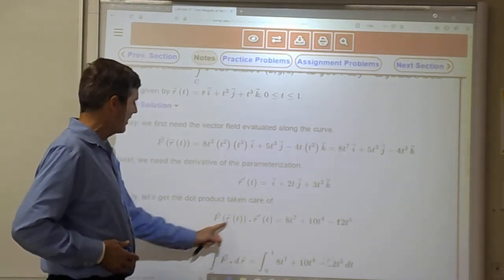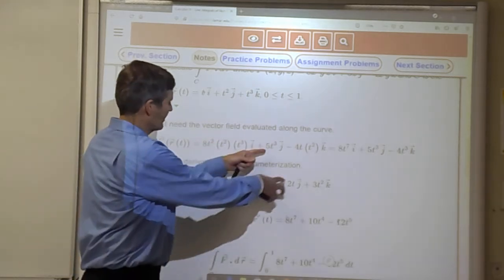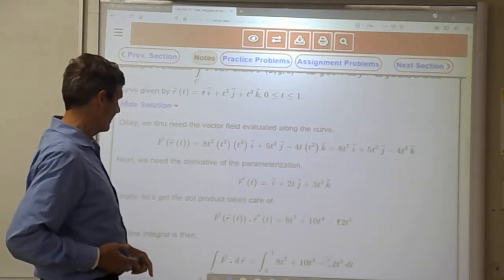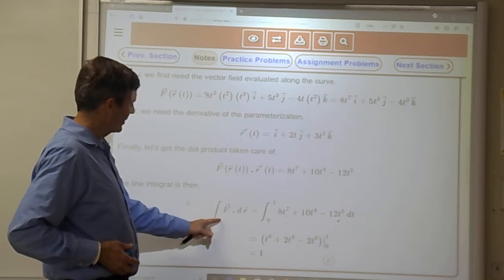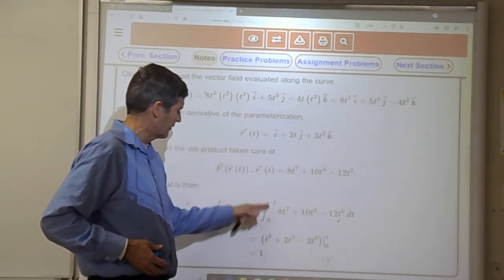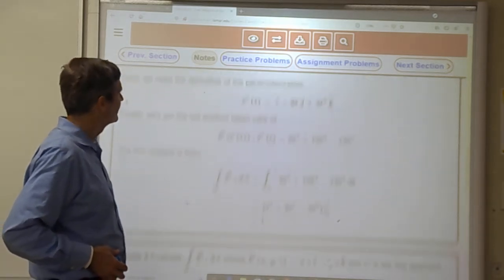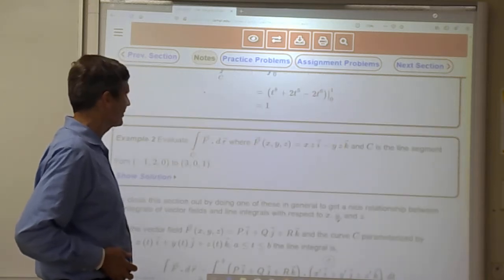Now you can compute F dot r prime. Take this times this, plus this times this, plus this times this, just the usual dot product. And here's F dot r prime. The line integral is very easy. You just integrate F dot r prime, t going from 0 to 1. And you get this result. 1 unit of work done along the path. How about that?